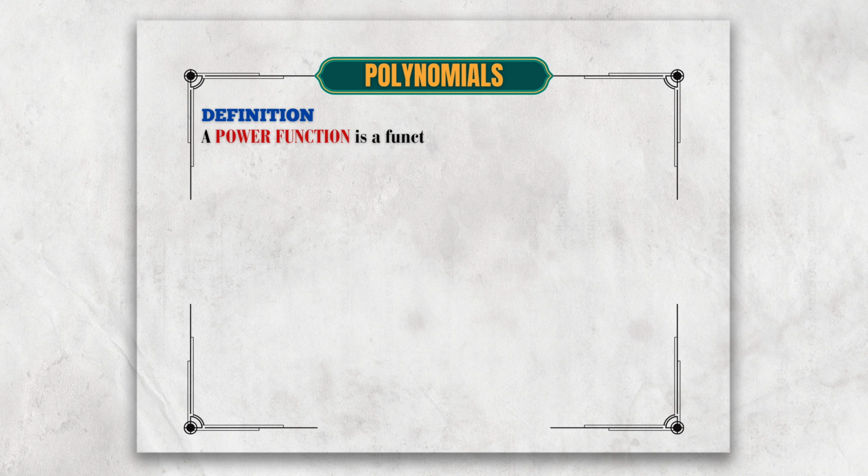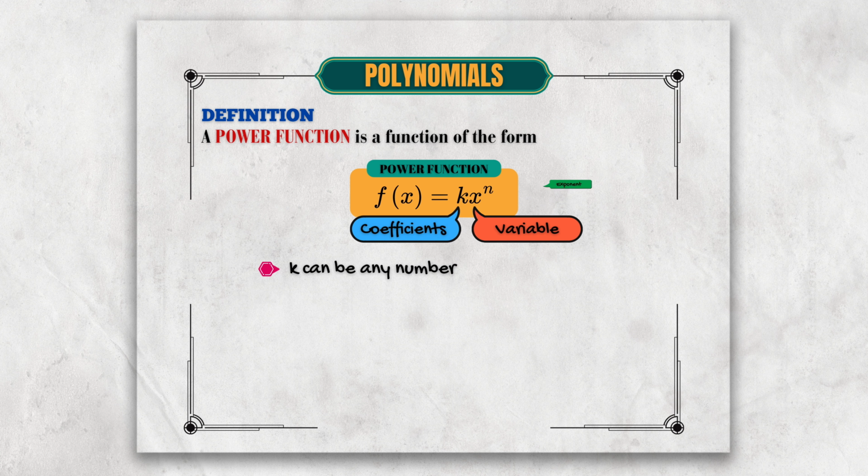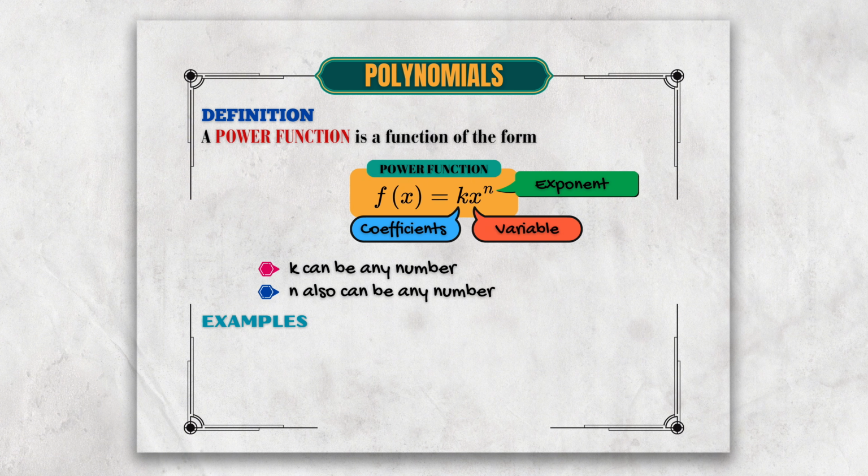A power function is a function of the form f of x equals k times x raised to the power n. Here, x is called the variable, k is the coefficient and can be any number, and n is the exponent and also can be any number. Examples are the following.